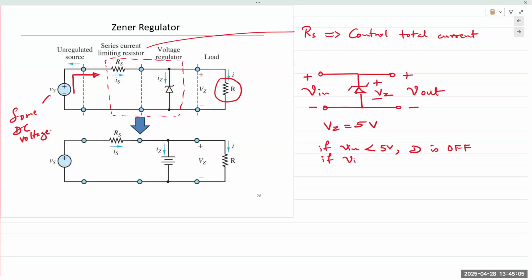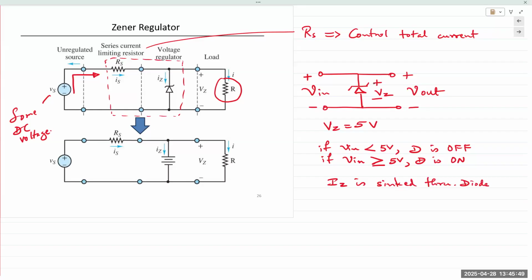Now, if V in, and not accounting for any other real life conditions, we'll just say it's an ideal diode, an ideal circuit, is greater than or equal to 5 volts, the diode turns on in the reverse direction. And once it turns on, it's going to start conducting current through it. So diode is on. IZ is sunk through the diode. Current starts flowing through the diode.